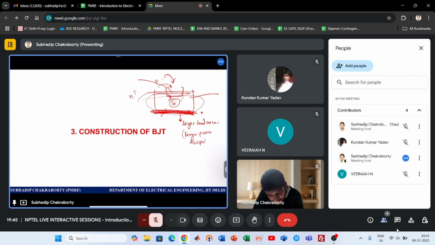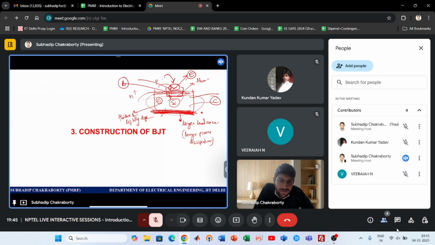Thicker and lightly doped. And the base was moderately doped or very lightly doped, the thin region, right? And then again we come to the N. Now this will form the emitter, this will form the base, and this will form the collector.